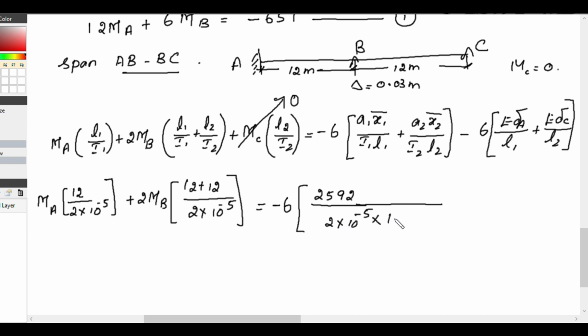L1 is equal to L2 is equal to 12, plus A2 x2 bar is 2560, minus 6 into E, which is the same. The value for E is 2 into 10 raised to 7 multiplied by, L1 and L2 being the same, so we will take this as 12.